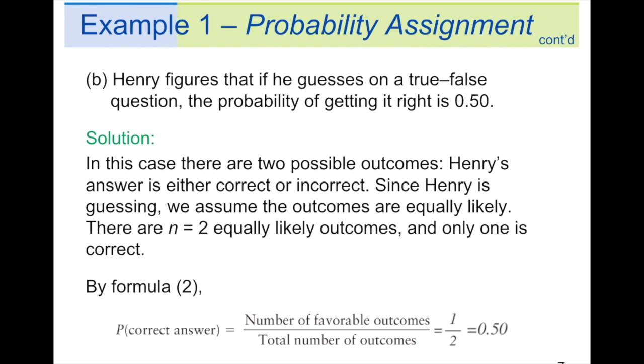So by the formula P of correct answer, so probability of getting the correct answer, is the number of favorable outcomes, 1, divided by the total number of outcomes, 2. 1 over 2 is 0.5.